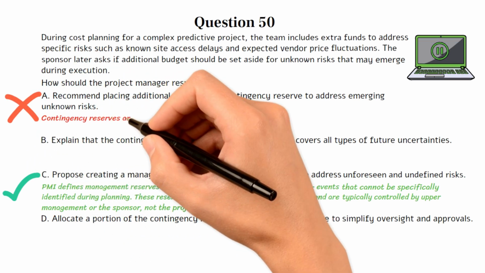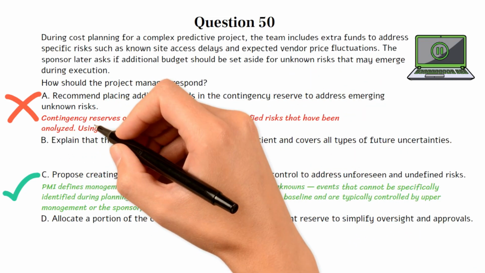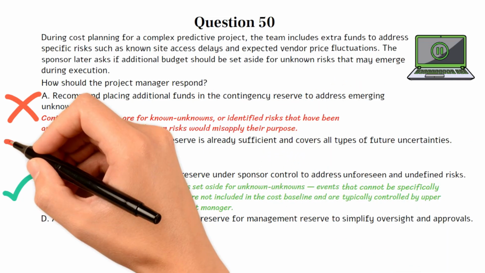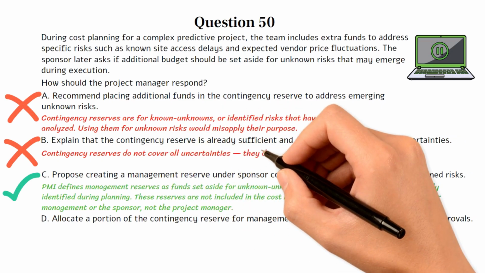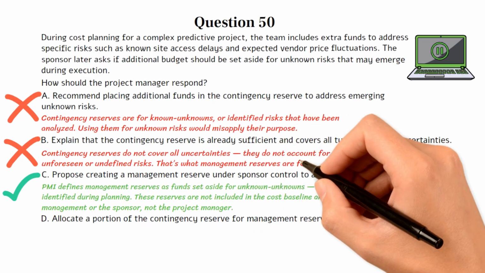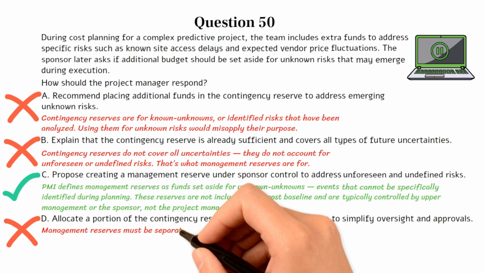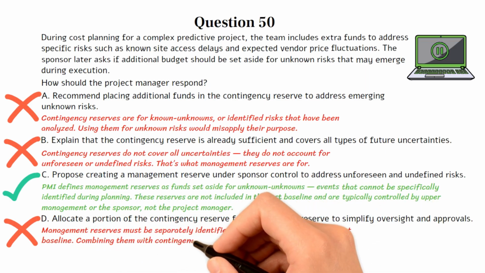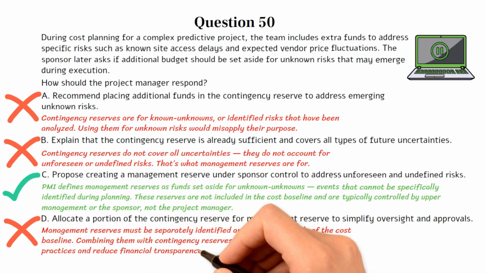Contingency reserves are for known unknowns or identified risks that have been analyzed. Using them for unknown risks would misapply their purpose. Choice B is incorrect. Contingency reserves do not cover all uncertainties. They do not account for unforeseen or undefined risks. That's what management reserves are for. Choice D is incorrect. Management reserves must be separately identified and managed outside of the cost baseline. Combining them with contingency reserves would violate cost planning best practices and reduce financial transparency.